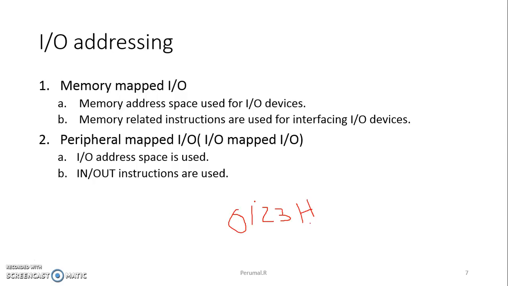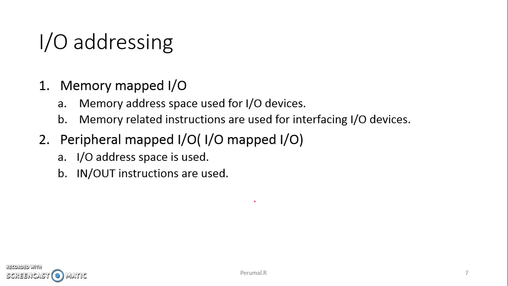Whenever we use that instruction, it will act as a memory location. In peripheral mapped IO, we have an IO address space where we can connect up to 256 IO addresses. That is, 8 address lines are used for addressing the peripheral mapped IO. 2 power 8 gives you 256 address locations used for peripheral mapped IO.